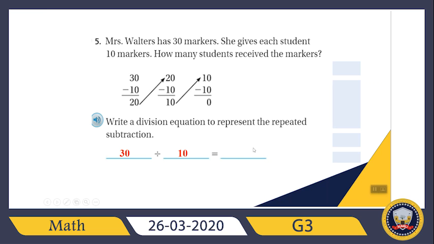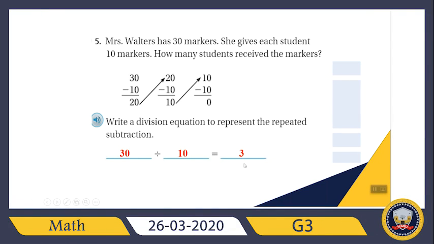What about my quotient? My quotient represents the steps of subtraction. How many steps? 1, 2, 3. How many times we subtracted? 3 times. So 30 divided by 10 equal 3.